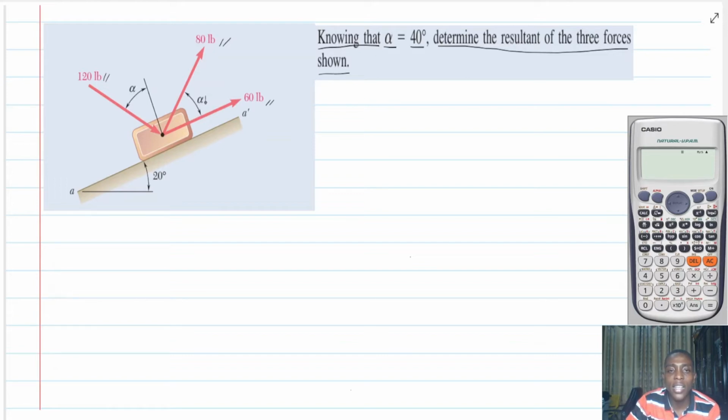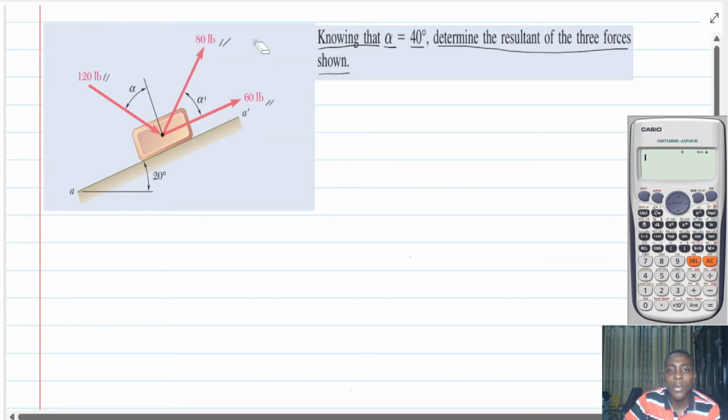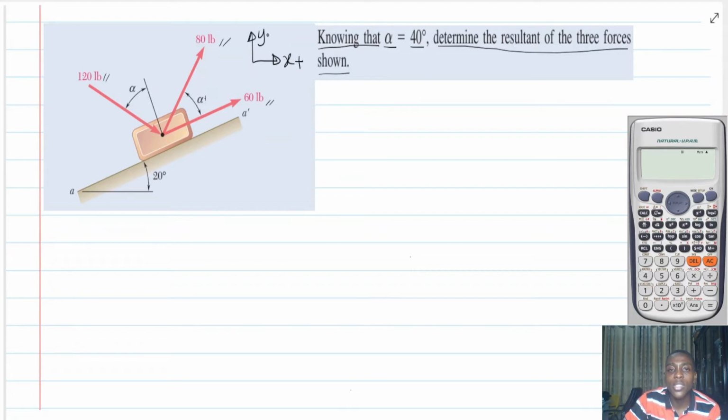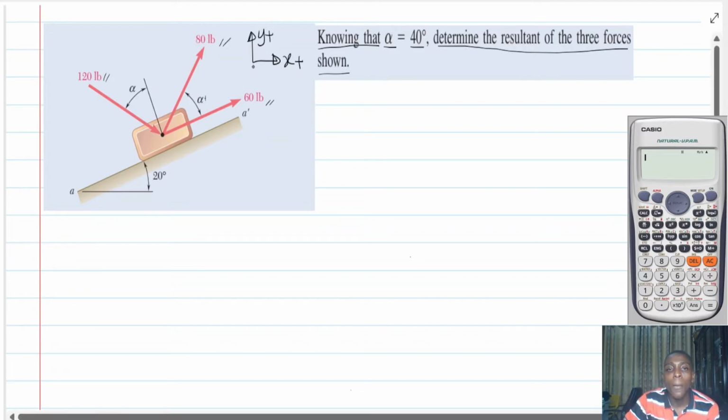This alpha here, they are saying is 40, as well as this one is also 40. So how do I go about it? The first thing to do is to come up with a convention. The convention is that every force towards this direction is positive, and every force in this direction is also positive. So along the x is positive here, along the y is positive in this direction. Any other force which is not conforming to this is negative.